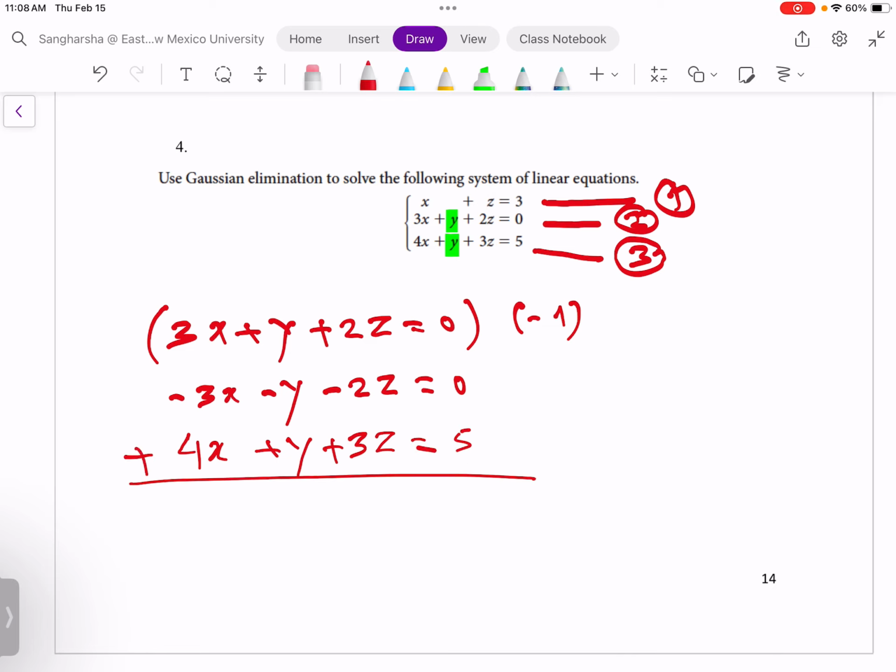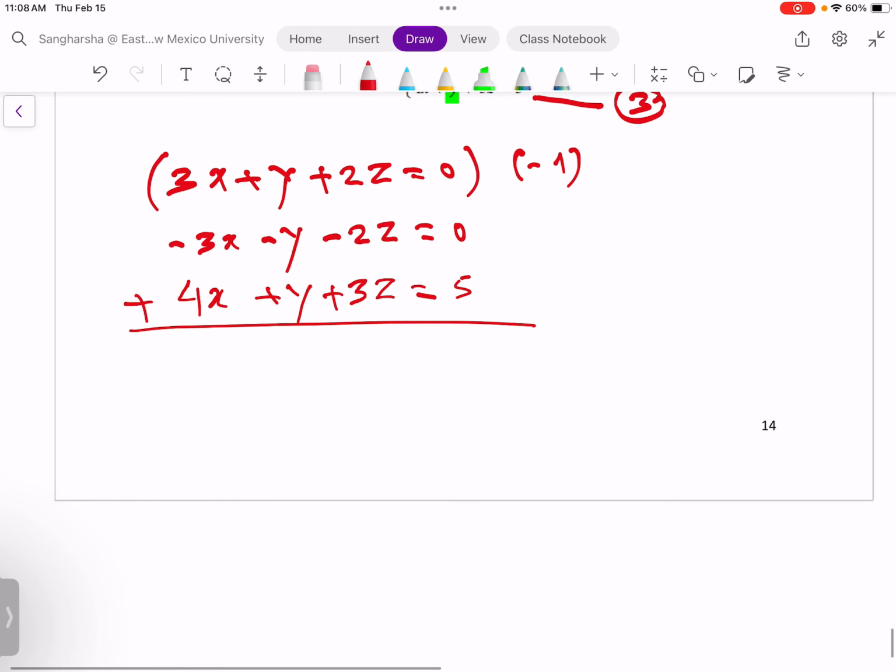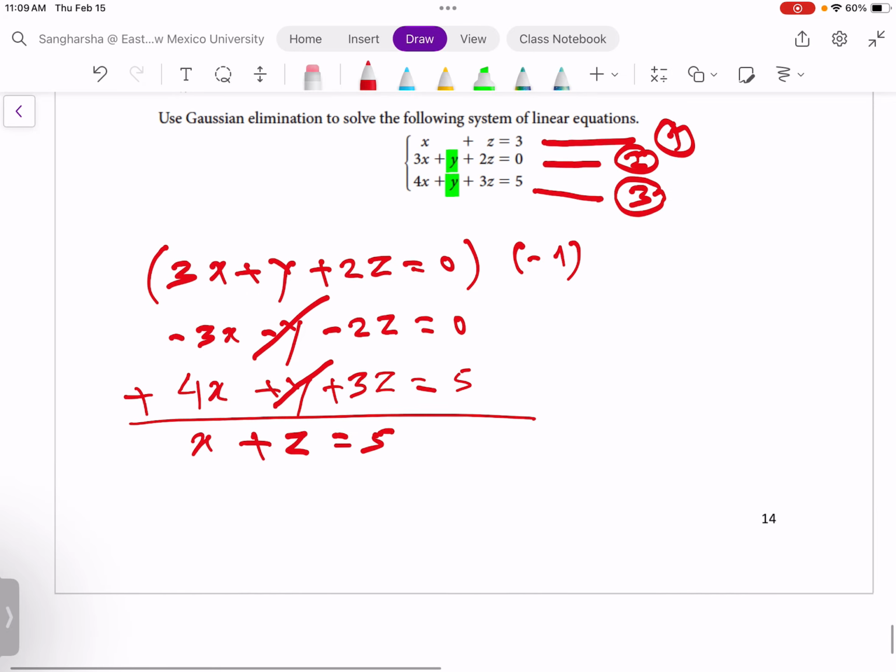Okay, so we have -3x plus 4x, that is x, -y and positive y cancel. Then we have -2z plus 3z, that is plus z. So x plus z equals 5. Let's call it our equation 4. So x plus z is equal to 5.